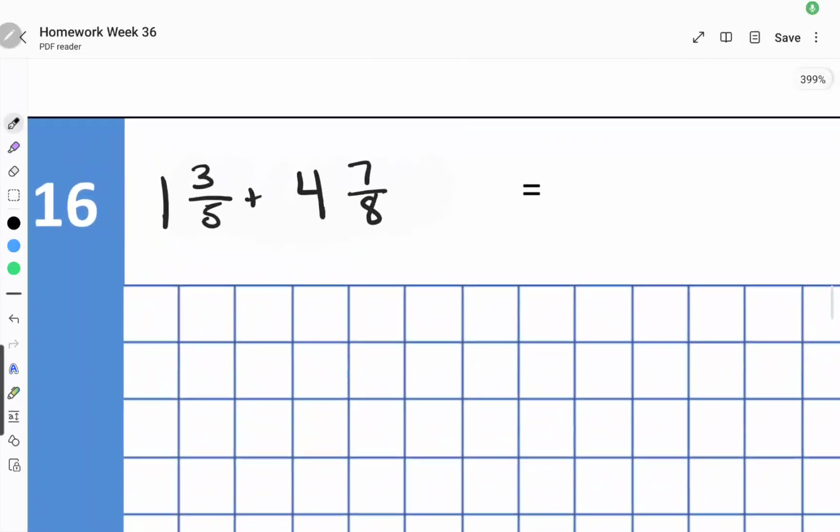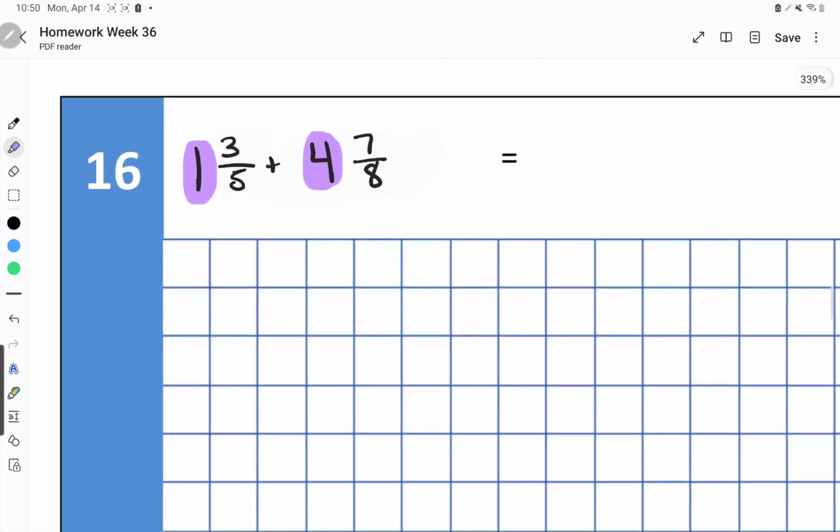When I add fractions, I start by adding my whole numbers. If you want to go ahead and do the Texas method to turn both of these into improper fractions and then add them that way, you can, but I'm going to do it this way. I have 1 plus 4, which gives me 5.